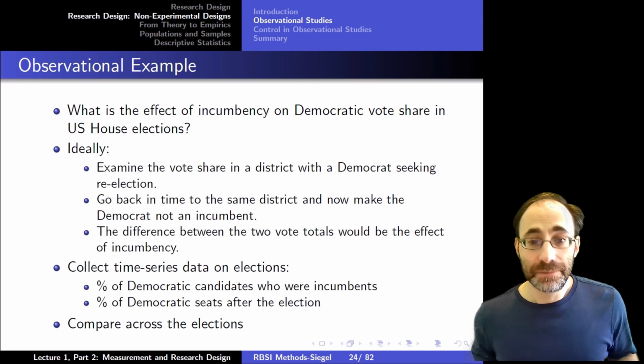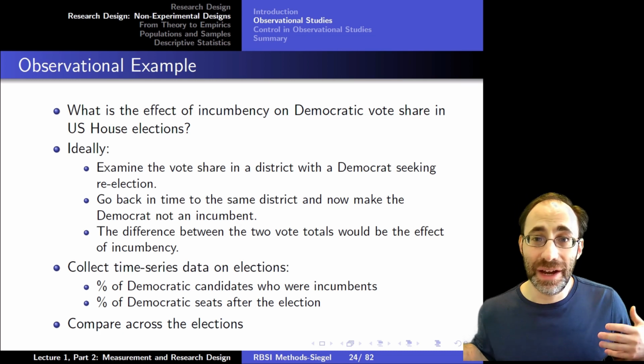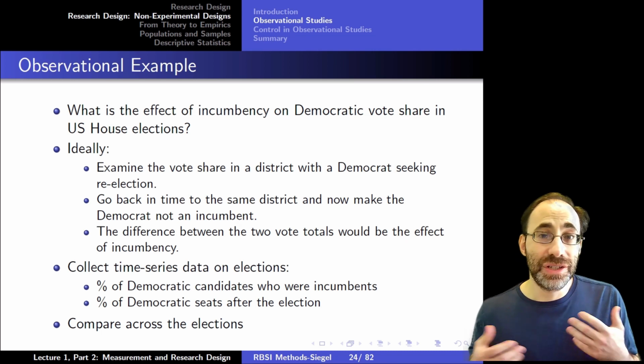That would be great. Of course, that's impossible. We can't go back in time and recreate the entire district, nor can we clone our districts and have two of everything. Right? This is not really possible.